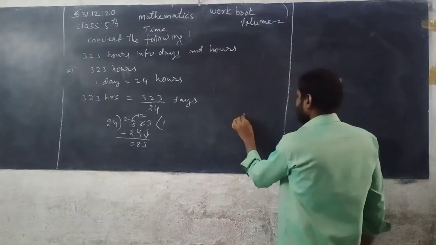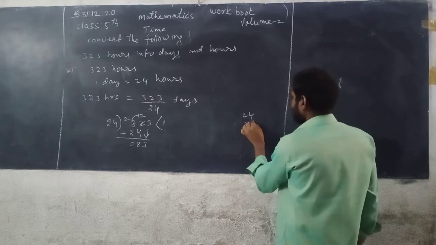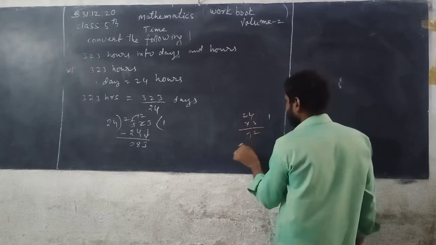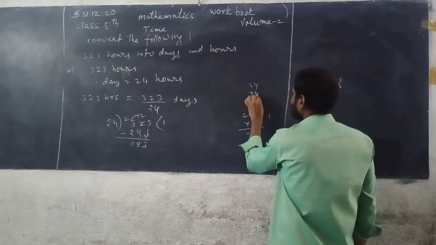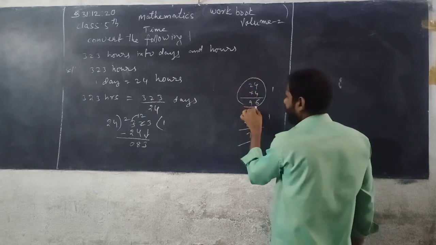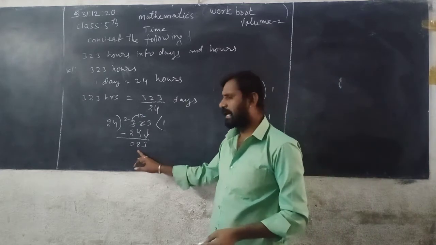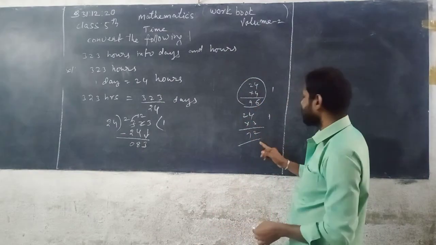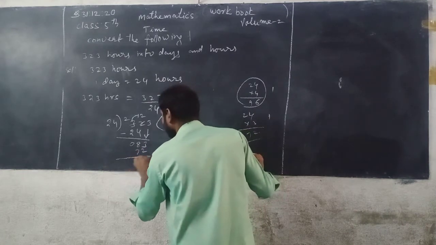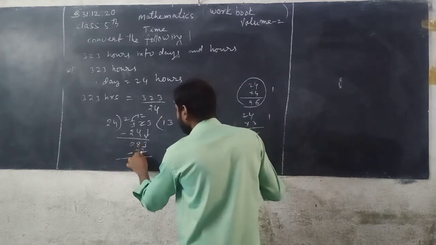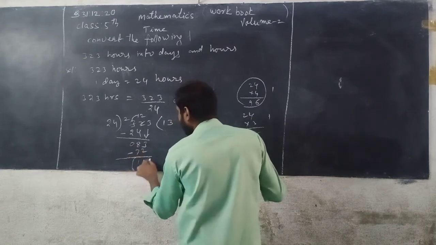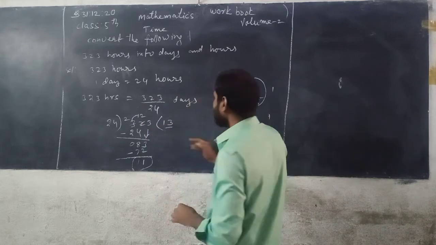Now 24 threes: is it once? Check it. 3 fours are 12 carrying 1. 3 twos are 6 plus 1 is 7. 24 fours are 4 fours the 16 carrying 1. 4 twos are 8 plus 1 is 9. So 96 is more than 83. Then we have to take 24 threes, which is 72. It is possible. So 24 threes are 72. Then 3 minus 2 is 1. 8 minus 7 is 1.